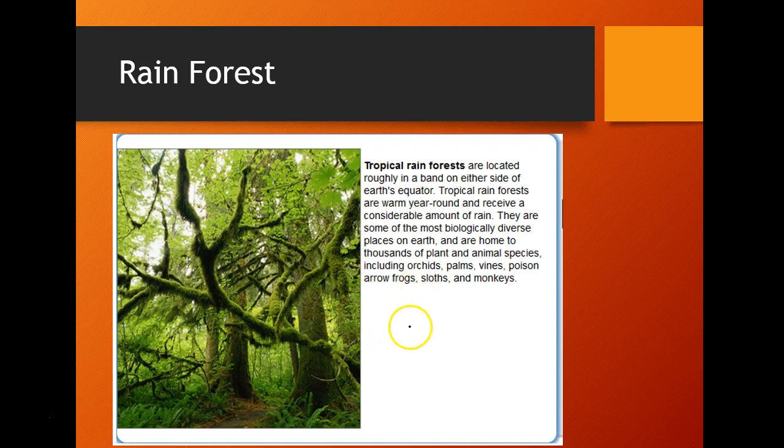Tropical rainforests, if you remember in the previous slide, you could see them along the Earth's equator, making it very warm. And they also receive a considerable amount of rain. It's the most biologically diverse biome, and they're home to thousands of plants and animal species. Some that are included are orchids, palms, vines, poison arrow frogs, sloths, and monkeys. So again, another picture of that very green, lush environment.